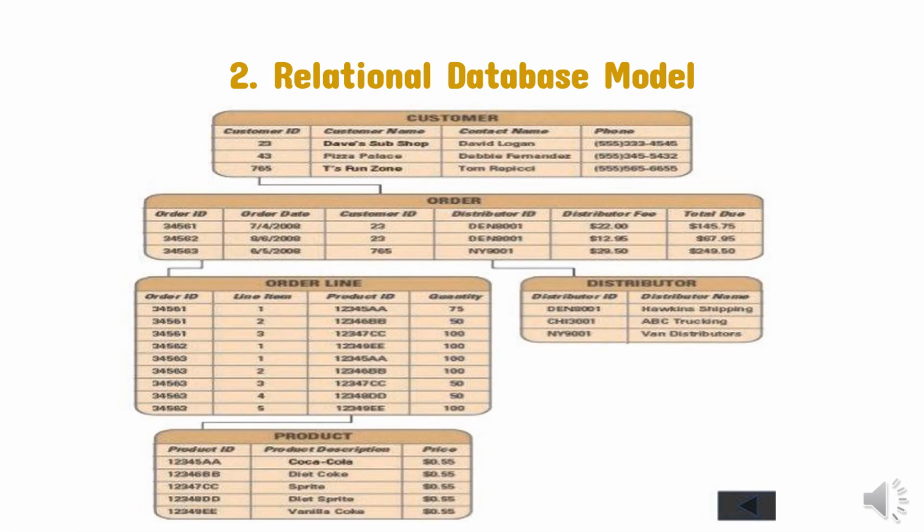This is how the relational database model, which has four things in it: entity, attribute, primary key, and also foreign key, looks like.